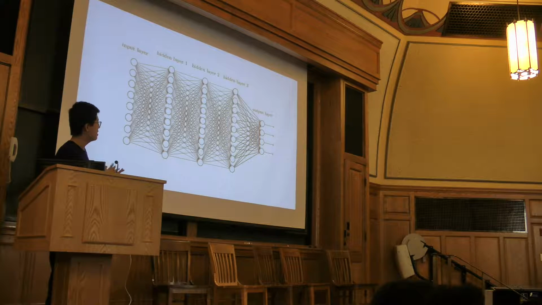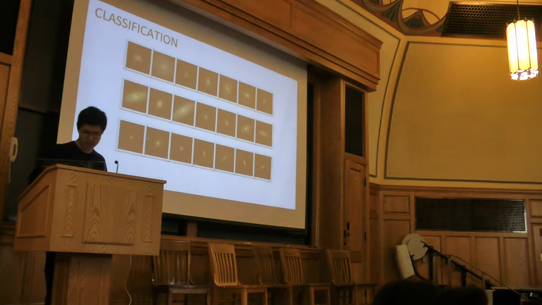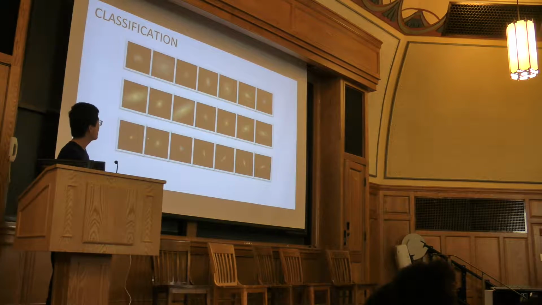And through these layers, we can do lots of math and end up outputting just a prediction of whether this is a spiral galaxy or an elliptical galaxy or irregular or something like that. And there's been a lot of different uses for these. So the first one is classification.